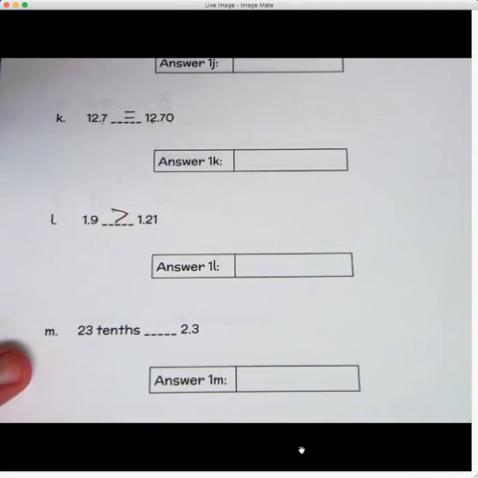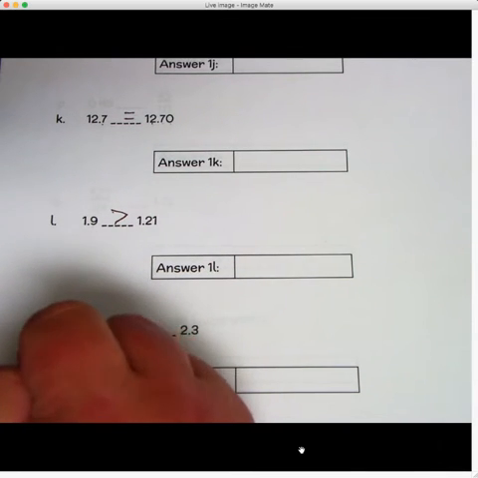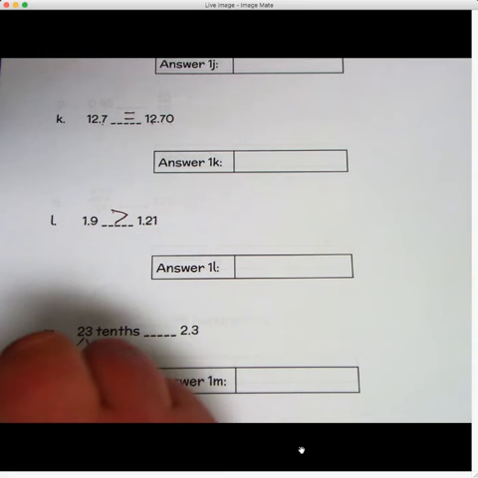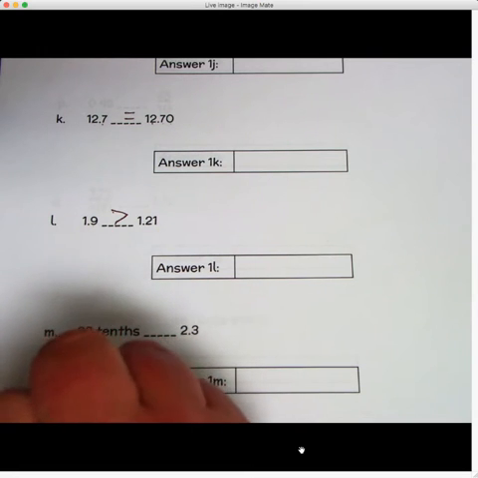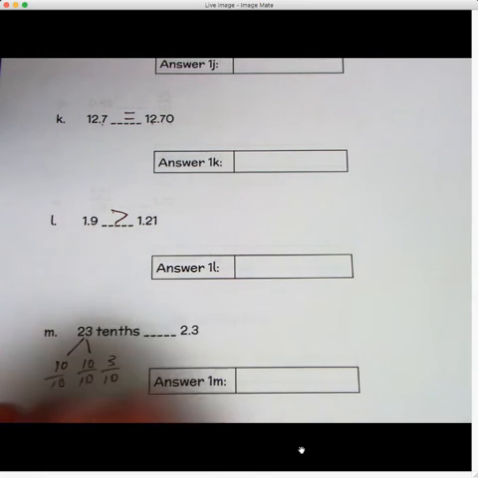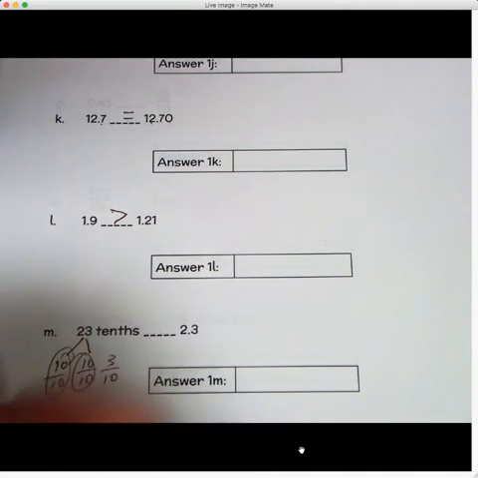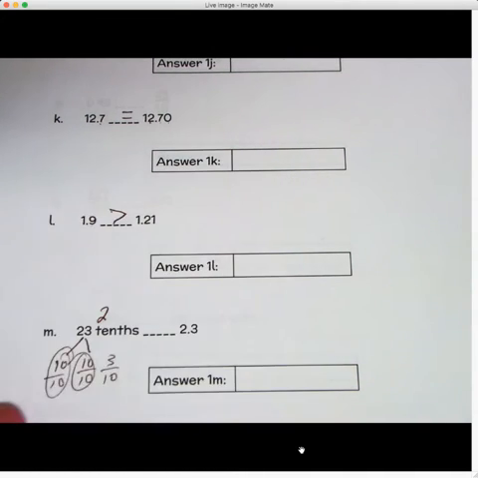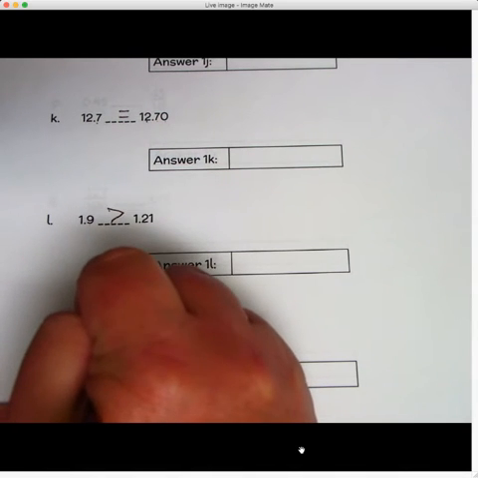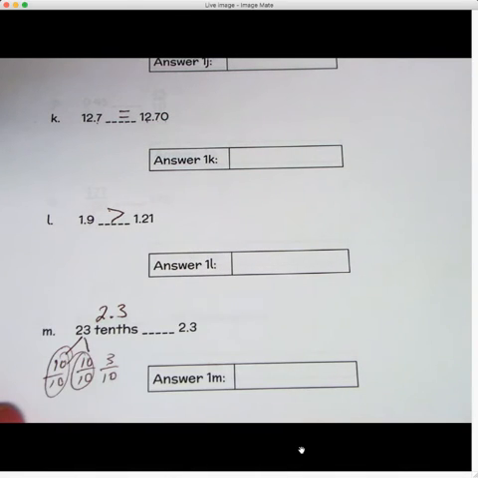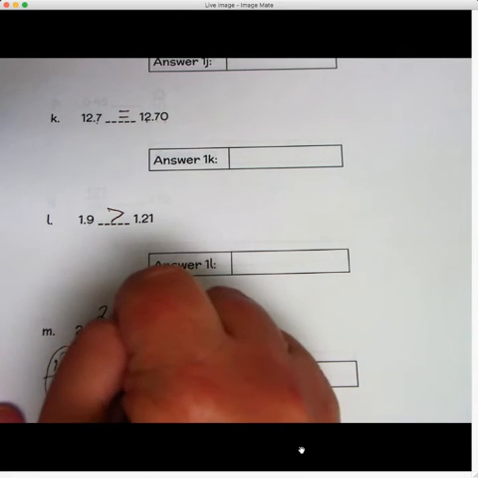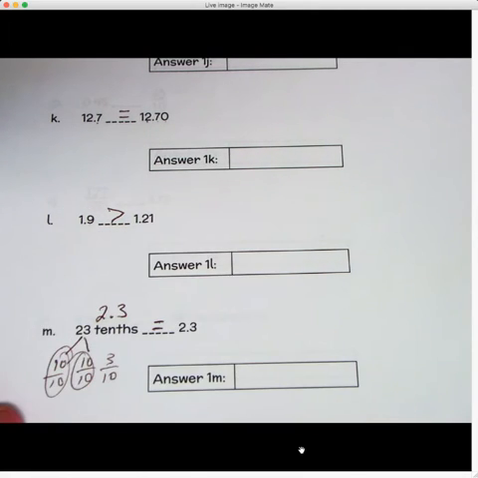23 tenths. What? 23 tenths? We got to break this apart into tenths. 10 tenths, 10 tenths, and 3 tenths. That's 1, 2. Got to write it as a decimal so we compare. 2 and 3 tenths looks like this. 2.3 and 2.3. 2 and 3 tenths, 2 and 3 tenths. They are equal.